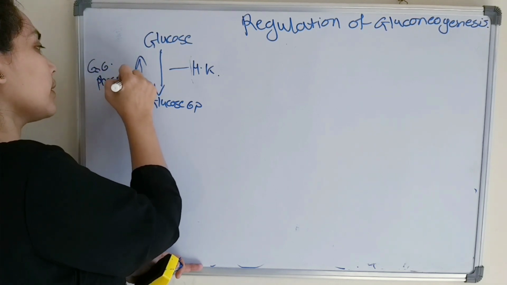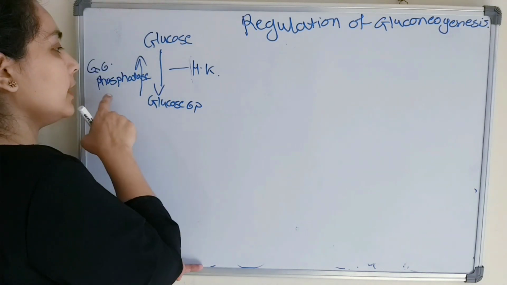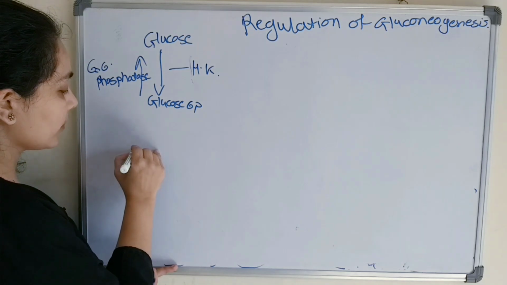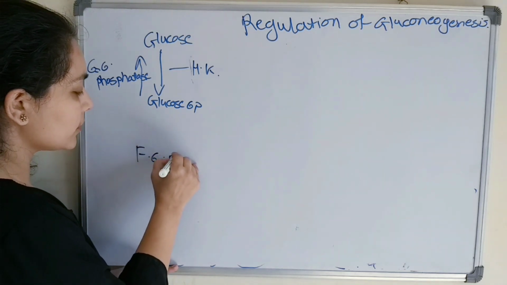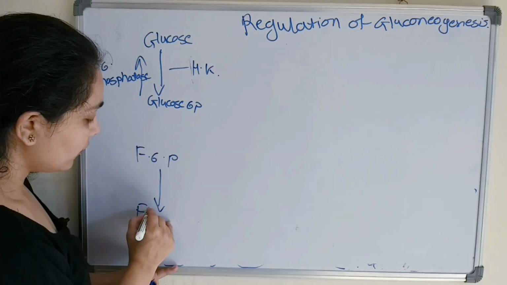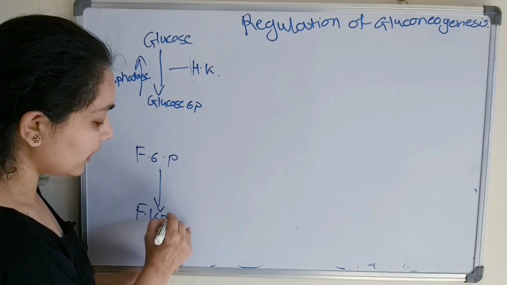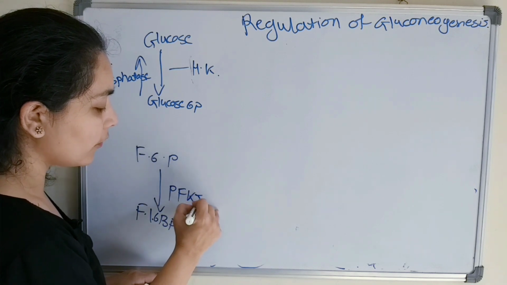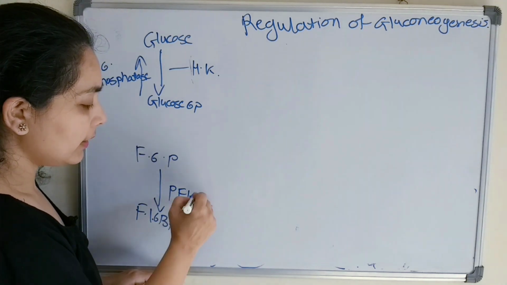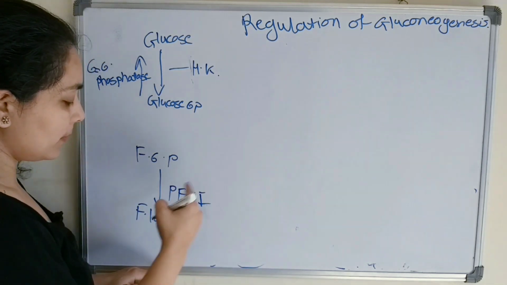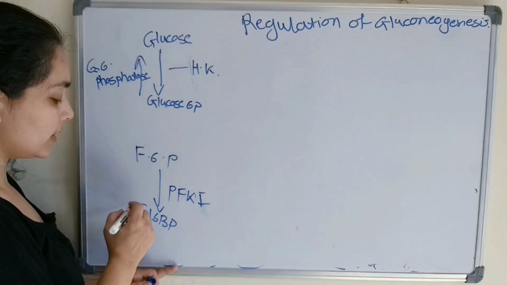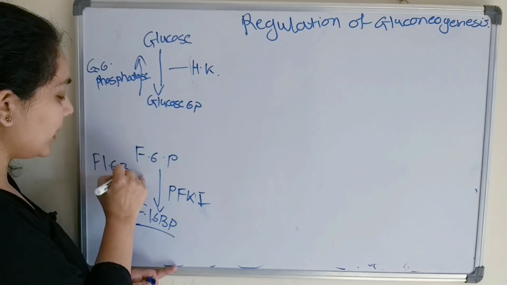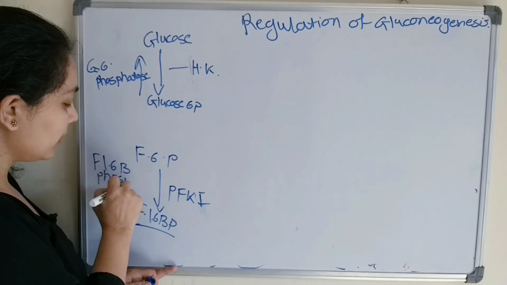and in gluconeogenesis the enzyme is glucose 6-phosphatase, right? So this is gluconeogenesis. The second step was where fructose 6-phosphate is converted to fructose 1,6-bisphosphate. In glycolysis, the enzyme was phosphofructokinase 1, and the reverse step in gluconeogenesis was by the enzyme fructose 1,6-bisphosphatase.